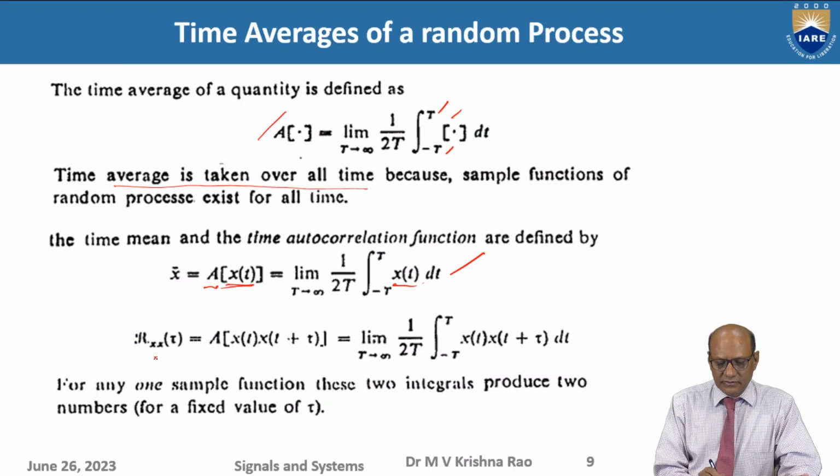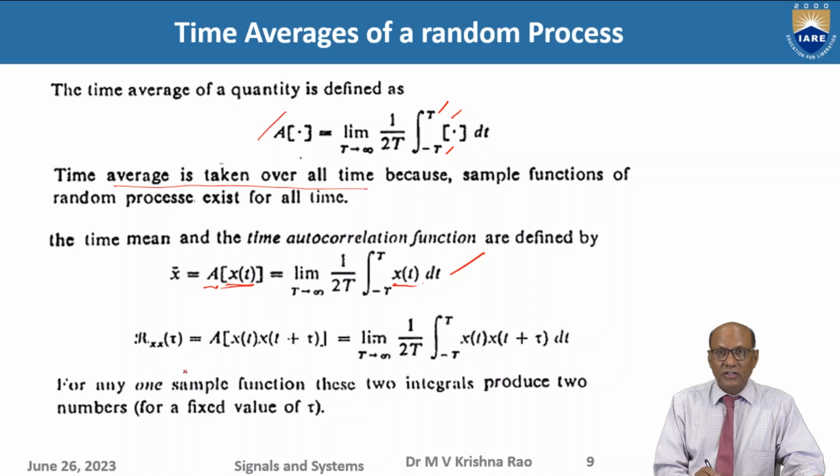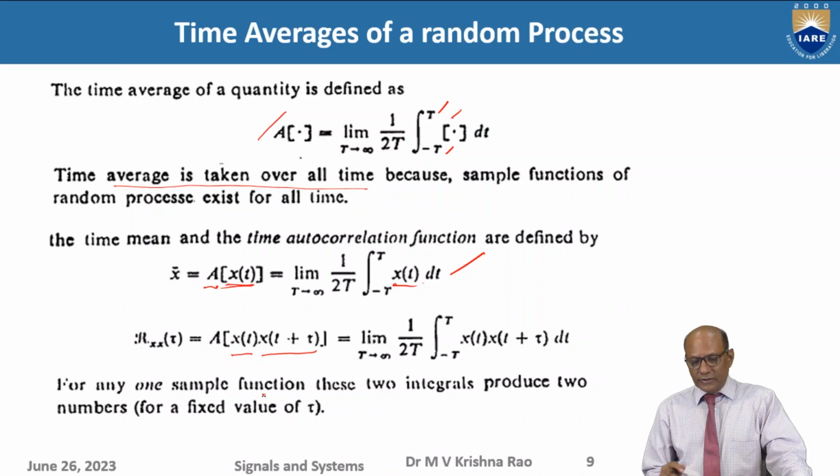Similarly I can define rxx. This is rxx, the autocorrelation function, called the time autocorrelation function. And how are you taking this one? x of t plus tau. So how are you taking this?